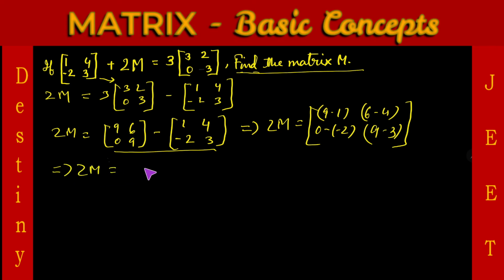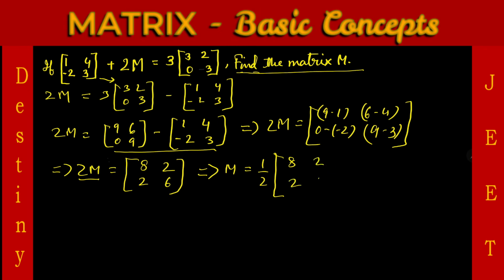2M is equal to [8 2; 2 6]. But we do not need 2M, we need M. Therefore we take 2 to that side. We divide the whole thing by 2, which means multiply it by half. [8 2; 2 6] times half, we get [4 1; 1 3]. This is our answer.